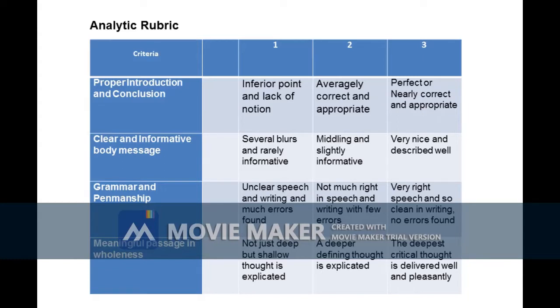Next one is grammar and penmanship. The weakest point here is unclear speech and writing, and many errors are found. The intermediate point says not much right in speech and writing, with few errors. Then lastly, the strongest point is very right speech and very clean writing, no errors found. And the final criterion is the meaningful passage as a whole. The weakest point here is that shallow thought is explicated. The intermediate point is that a deeper defining thought is explicated. While the strongest point here is that the deepest critical thought is delivered well and pleasantly.